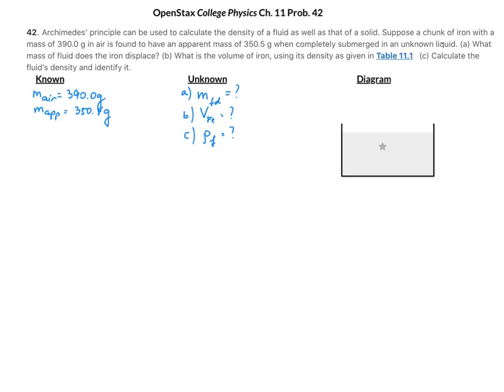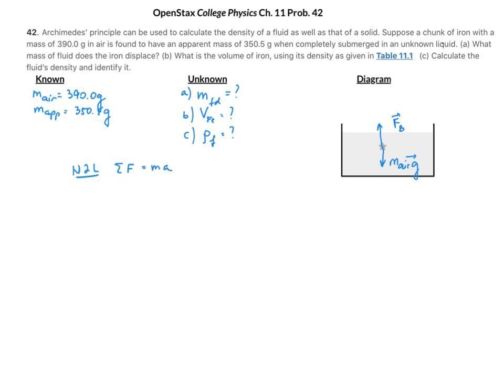All right, so here we have a diagram. We have a chunk of iron in this fluid. So the forces that act on it are, of course, the weight. So that would be M air times G. And we know that there is a buoyant force that pushes up on it. So I'm going to write that as F sub B, force buoyant. Now, from Newton's second law, we know that the sum of the forces is equal to mass times acceleration.